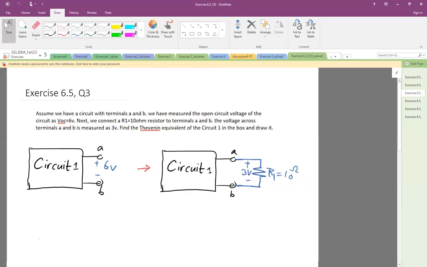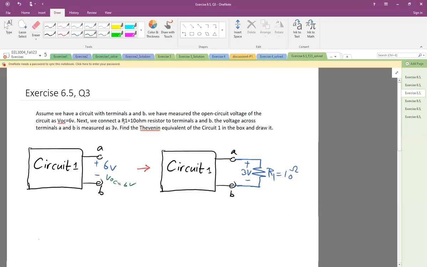Okay, so this circuit one is given. We don't know what is inside that, but we know it's a circuit. And we have the terminals A and B. The problem says we have measured the open circuit voltage of the circuit as 6 volt. So you look at this potential when it's open circuit. So V of open circuit is 6 volt.